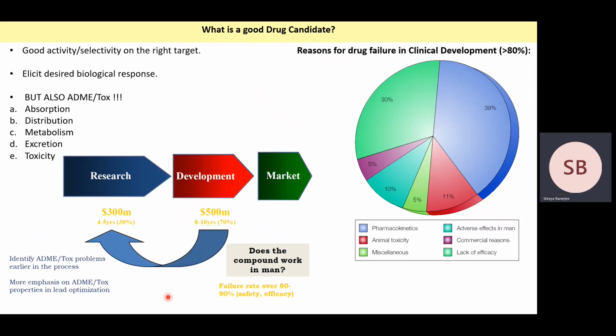So what is a good drug candidate? A good drug candidate will have good activity or selectivity on the correct target, and it will also elicit the desired biological response. And the third point is that a good drug candidate will have proper absorption, distribution, metabolism, and excretion, and it will have no toxicity. So when all these criteria are fulfilled, it forms a good drug candidate.